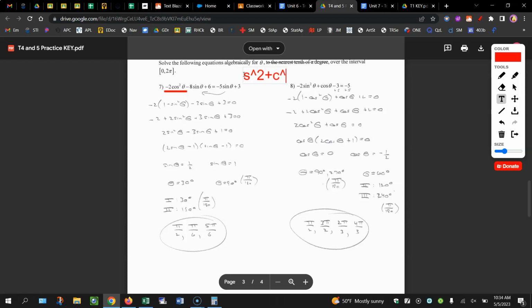Sine squared plus cosine squared equals 1. And then the two variations of that: sine squared equals 1 minus cosine squared, and cosine squared equals 1 minus sine squared. So in this case, we're going to use this last iteration. So the cosine squared is 1 minus sine squared. You're going to distribute your -2.